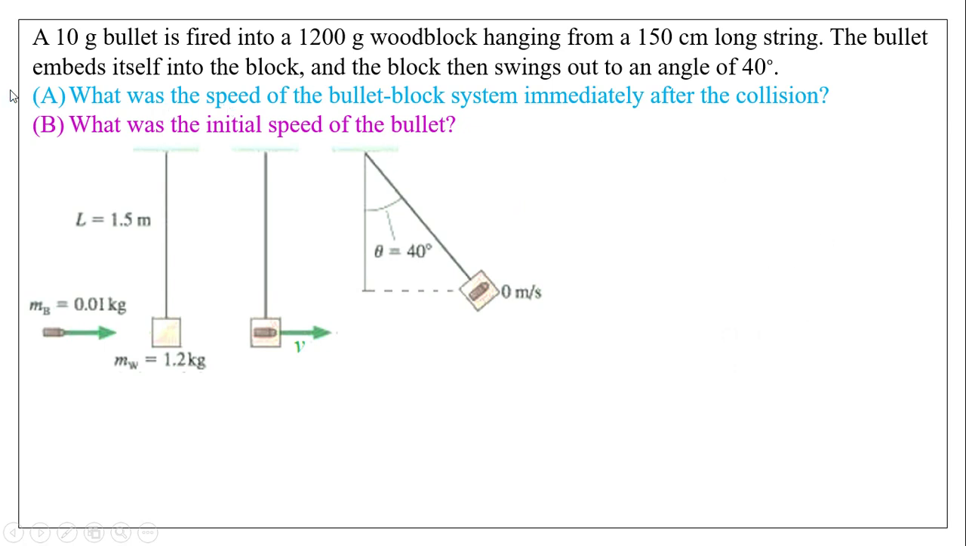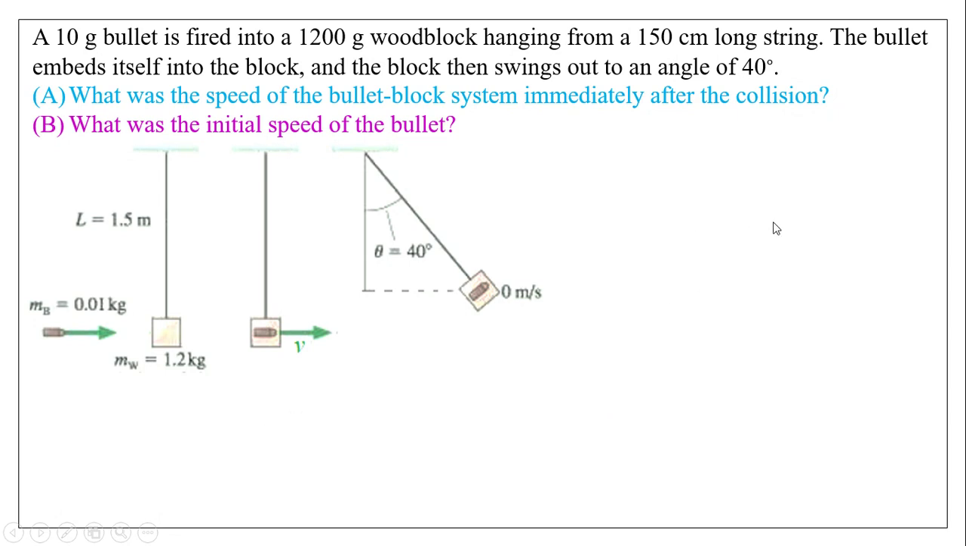All right, so here we have a 10 kilogram bullet. It is fired into a 1200 gram wooden block that is initially hanging from a 150 centimeter long string. The bullet gets stuck in the block, and then it swings to an angle of 40 degrees after the collision. Part A wants us to find the speed of the bullet immediately after the collision, and part B wants us to find the speed of the bullet before it strikes the wooden block.